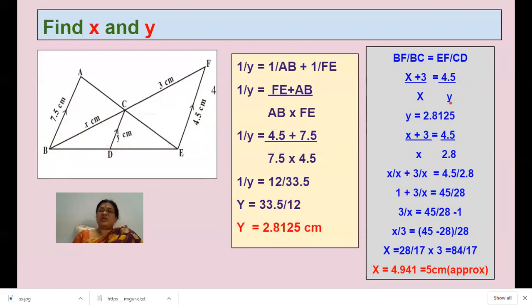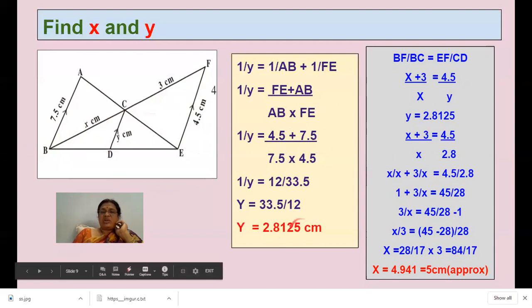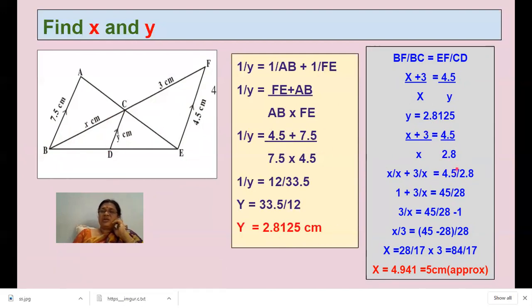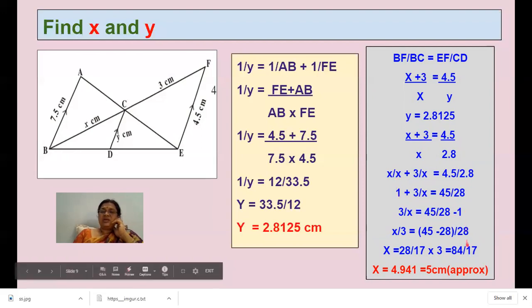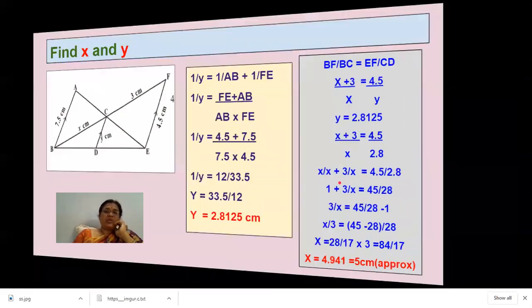I have substituted here. Now you know the value of Y. Here we got the Y value, and I have substituted it. I have taken approximately 2.8. So I have separated x like this. This x will cancel, you will get 1 here. When you take the 1 to the other side and simplify, you will get the x value as 4.941 approximately. So we have applied the previous slide problem to solve this problem.